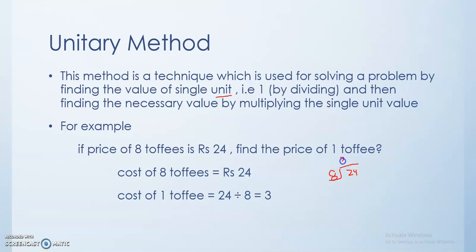8 3s are 24. 24 comes in the table of 8 when we multiply it by 3. 8 3s are 24. So the answer is 3, which means that the cost of 1 toffee is rupees 3. We have found the cost of 1 unit by dividing the given information. We just have found the price of 1 toffee, which is rupees 3.